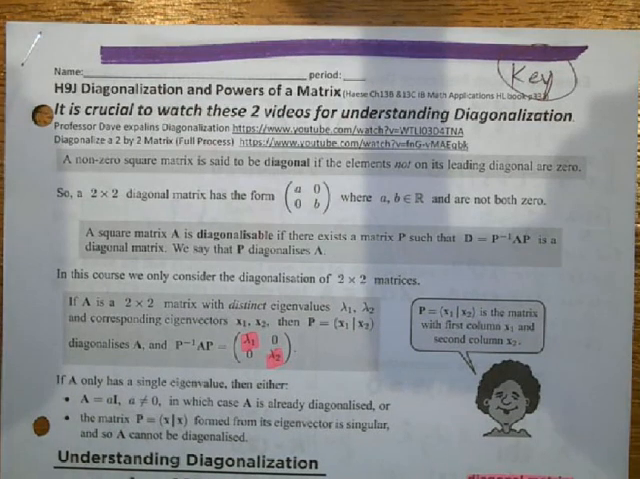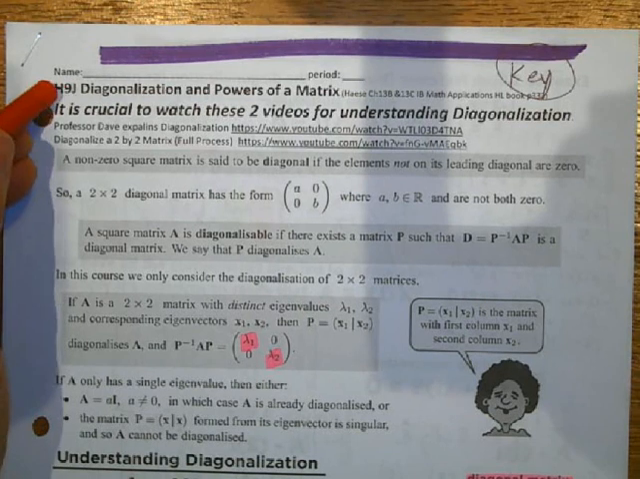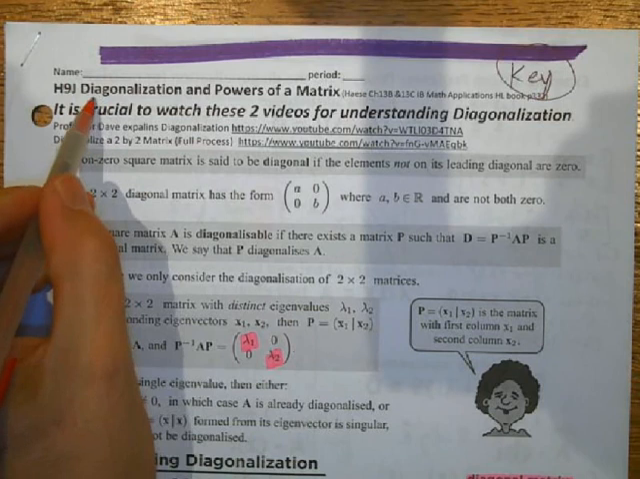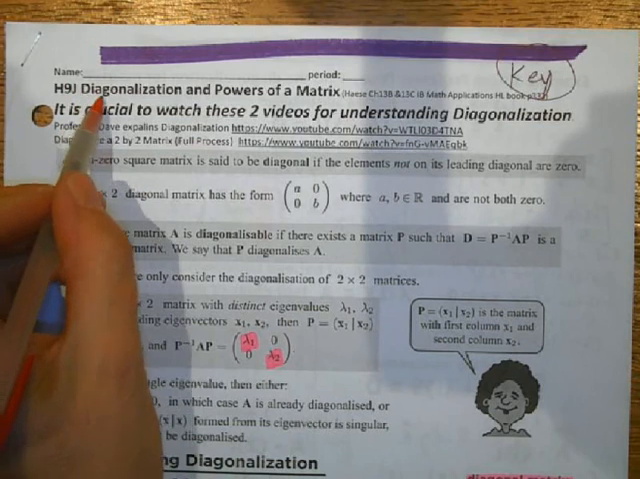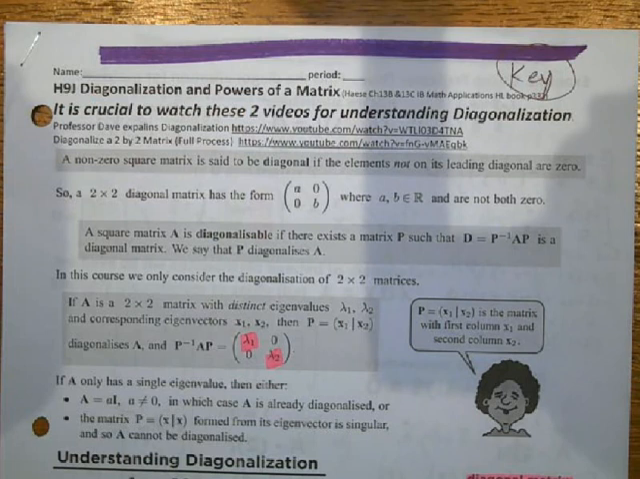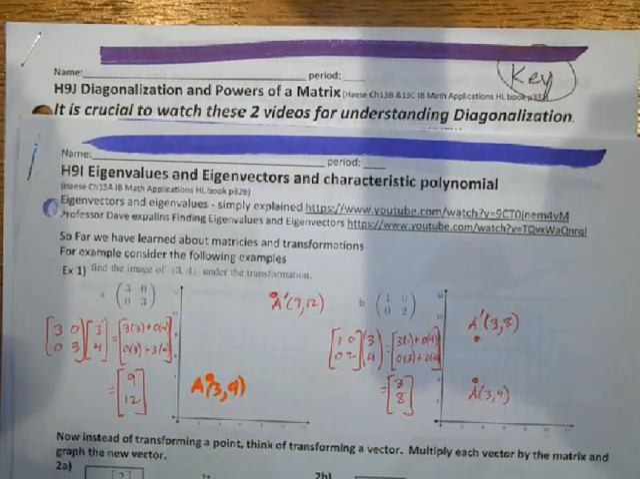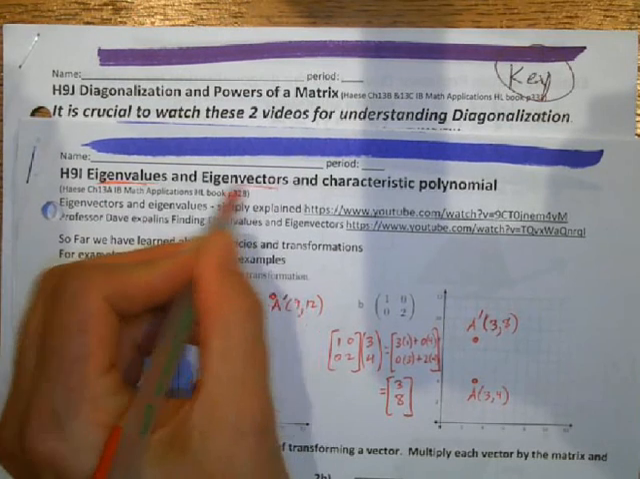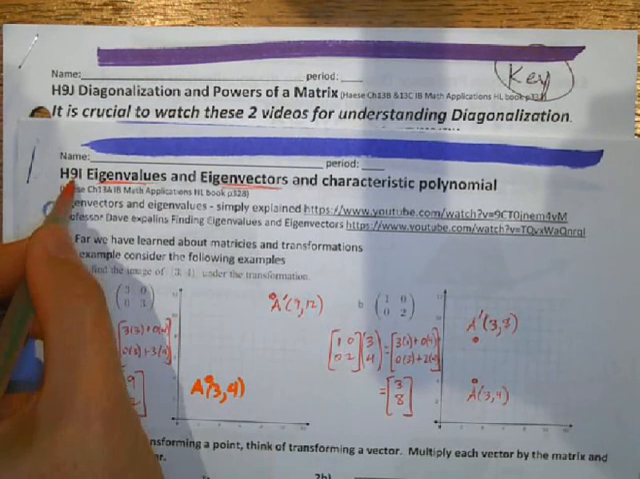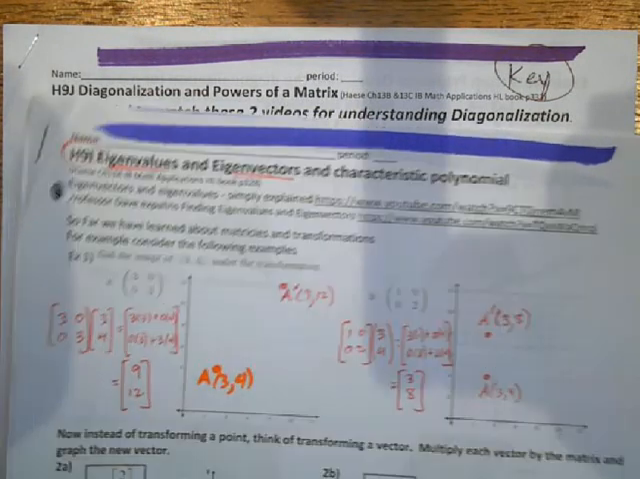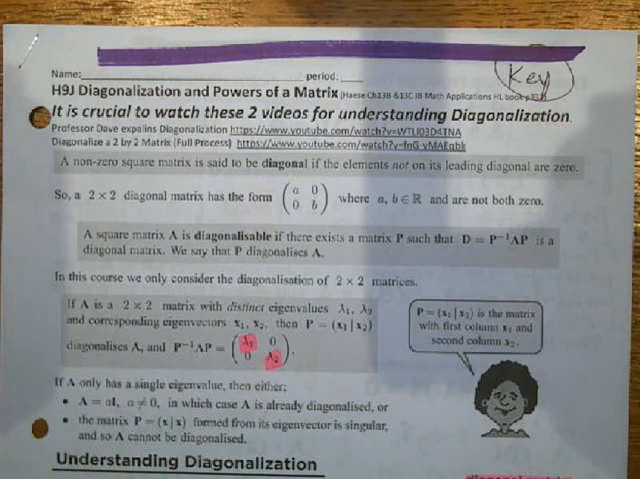Okay, we're going to talk about H9J diagonal. This is a mouthful. Diagonalization and powers of a matrix. So prior to doing this, it's quite important that you've practiced finding eigenvalues and eigenvectors, which is in the H9I handout. So at this point, you should be somewhat comfortable with eigenvectors and eigenvalues.